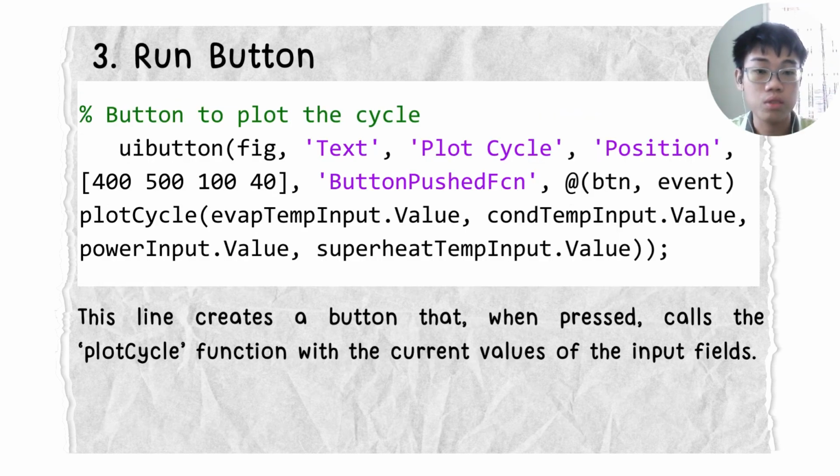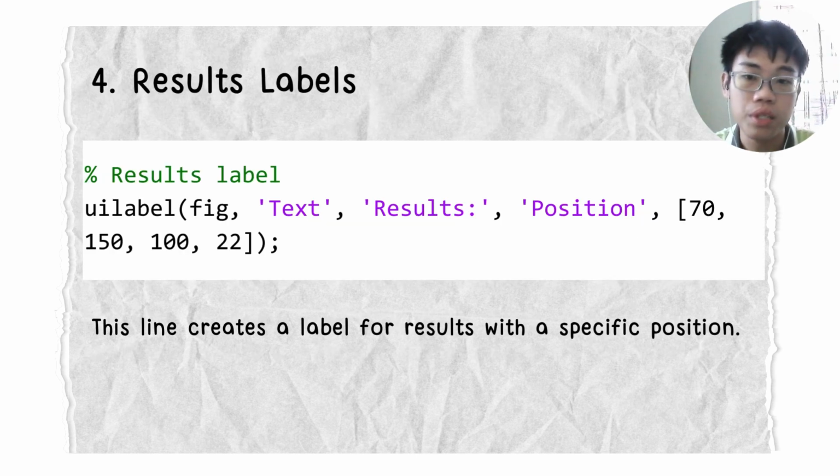The next one is the run button. The button is used to plot the cycle. The code shown here will create a button that, when pressed, will call the plot cycle function with the current values of the input fields, and the button is created by using the code UI button. The next one is the result labels. The code shown here will create a label for the result with specific positions.